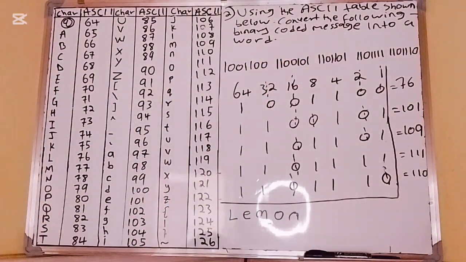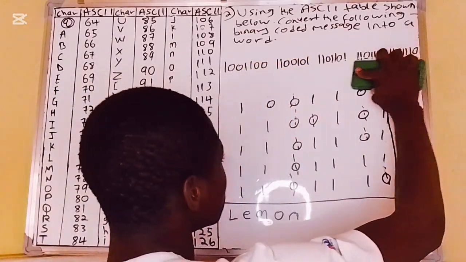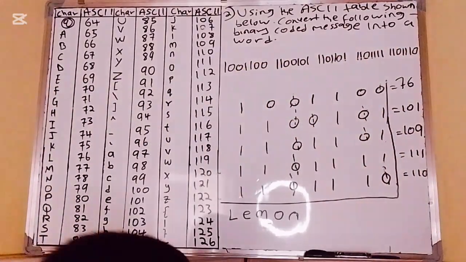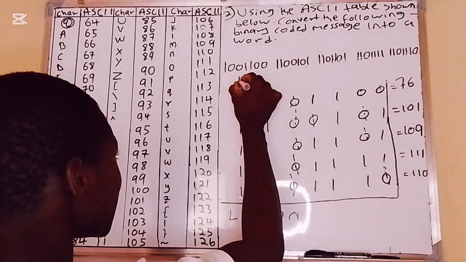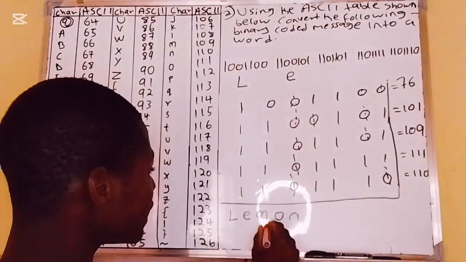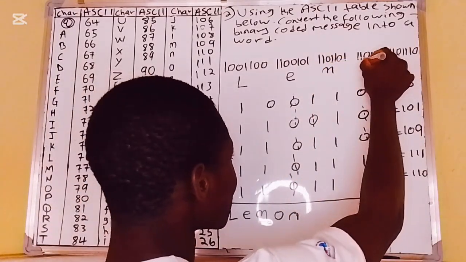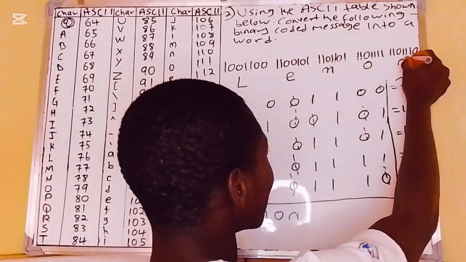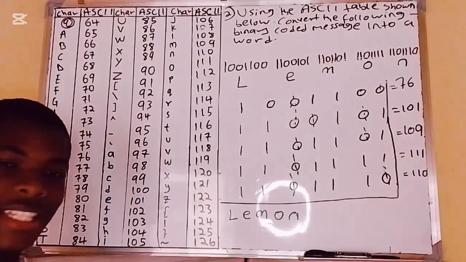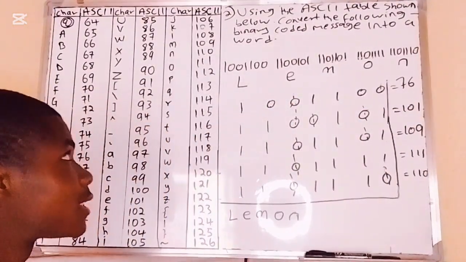So at the end, I will say that this binary is the same thing as capital L. This binary is the same thing as small letter E. This one is the same thing as small letter M, small letter O, and small letter N. So therefore it gives me lemon. So this is all I have for you in ASCII codes.